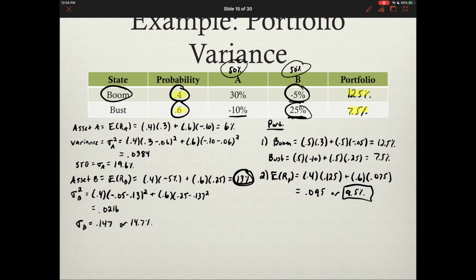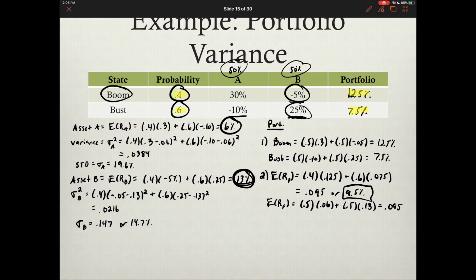The other way that you could do this, by looking at the individual assets, you could technically get the same expected return for the portfolio. I'll showcase this to you. If 50% of our portfolio is invested in A, and A has an expected return of 6%, and 50% of our portfolio is in B, and B has a return of 13%, you would get that same 9.5% expected return.